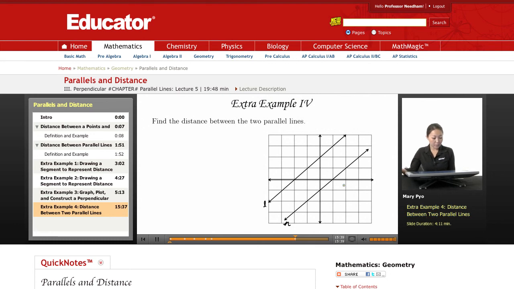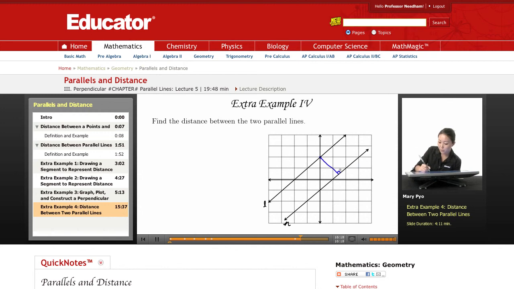All right, the next example, find the distance between the two parallel lines. Okay, now here I know that it has to be perpendicular wherever I want to find the distance, as long as the points between them have to be, that segment that's made has to be perpendicular. So if, let's say, I'm going to use this point right here, then this is going to be perpendicular. So that's going to be my distance.